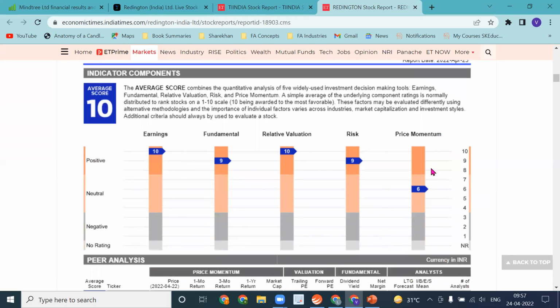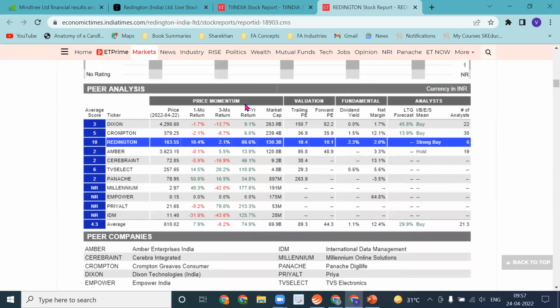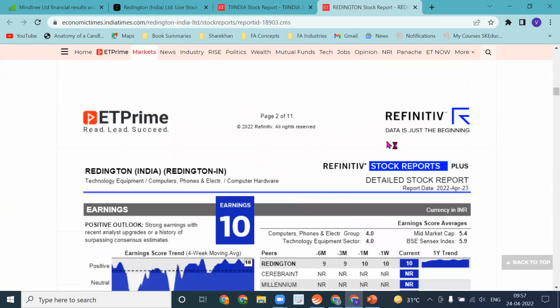So this price momentum has not happened. Otherwise, on all parameters, risk is also low. 9 is a low risk. By the way, it is in the positive area. This is a high risk and this is a low risk. Relative valuation is pretty good. Okay, the stock is at a very good price. So you can see every level, all the parameters are here, fundamentals, valuation, and the cost is not very high.